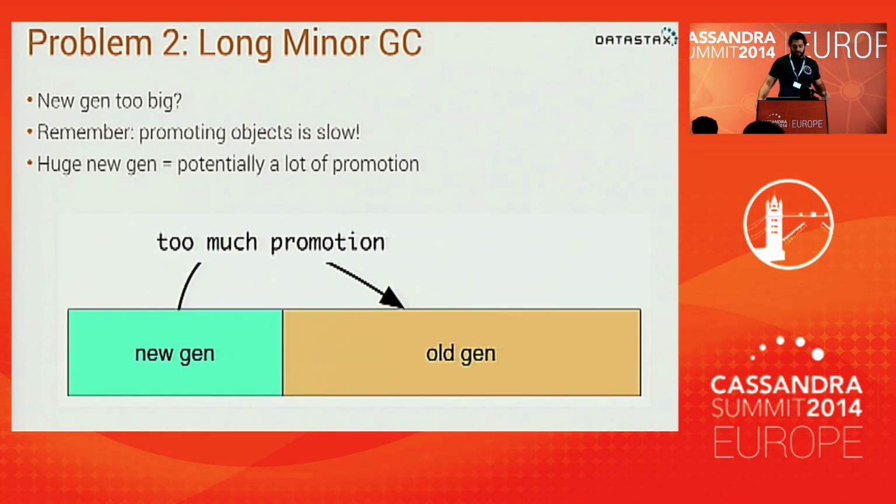The other problem that we can have is long minor GCs. And as I mentioned, this is the one where your new gen is too big, and there's a lot of objects, and they all need to be promoted.